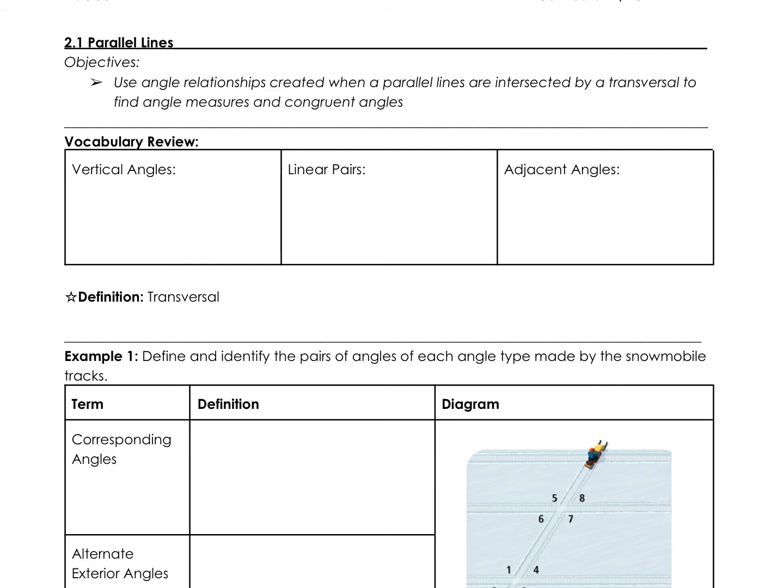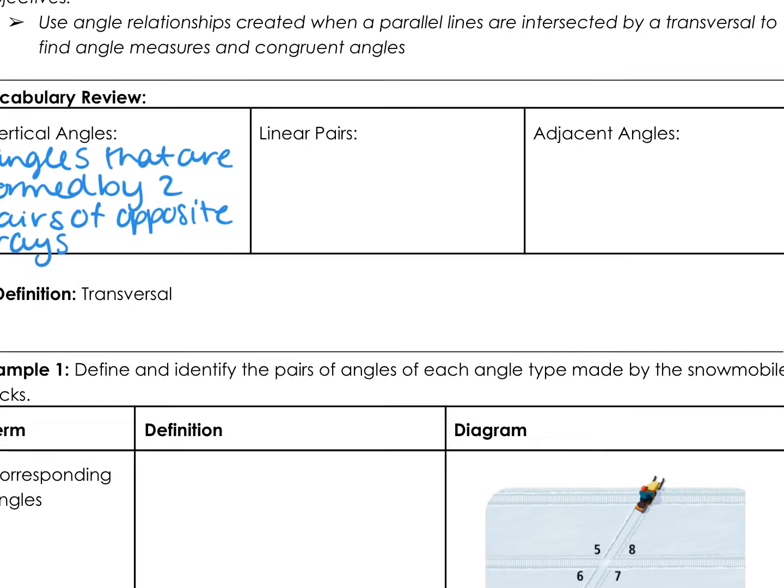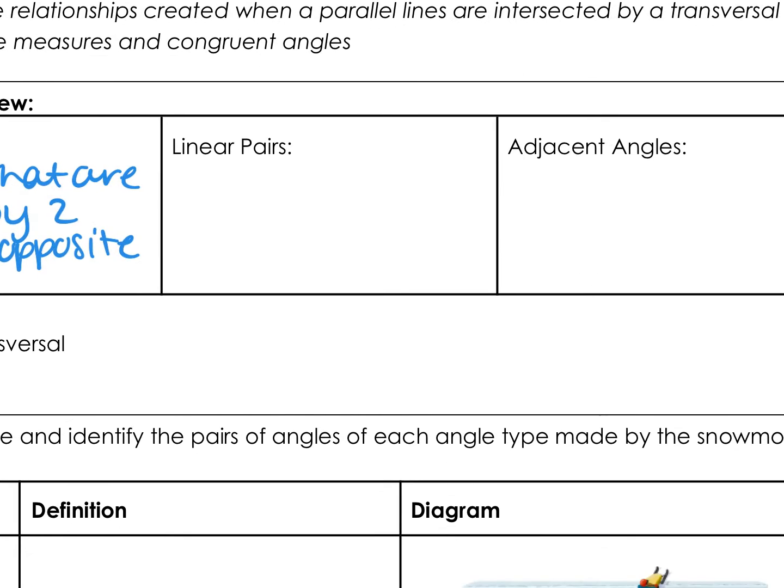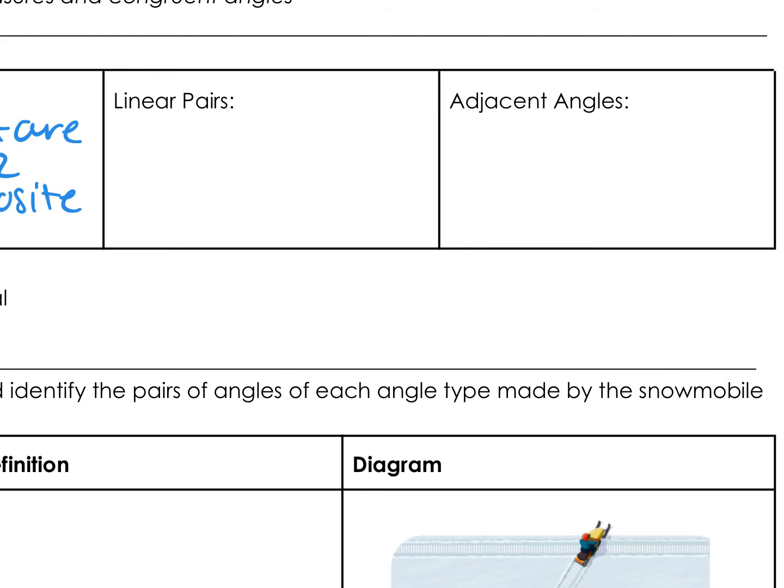Vertical angles, first of all, are angles formed by rays. They're directly across from each other. They are not adjacent. I know some of you remember that from your test. So they're directly across from each other, but more importantly, they are formed by two pairs of opposite rays. So that's important for this.